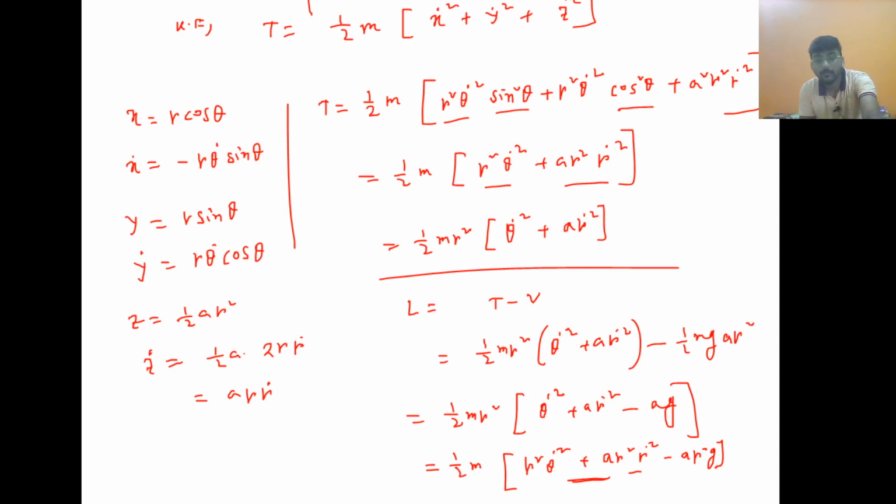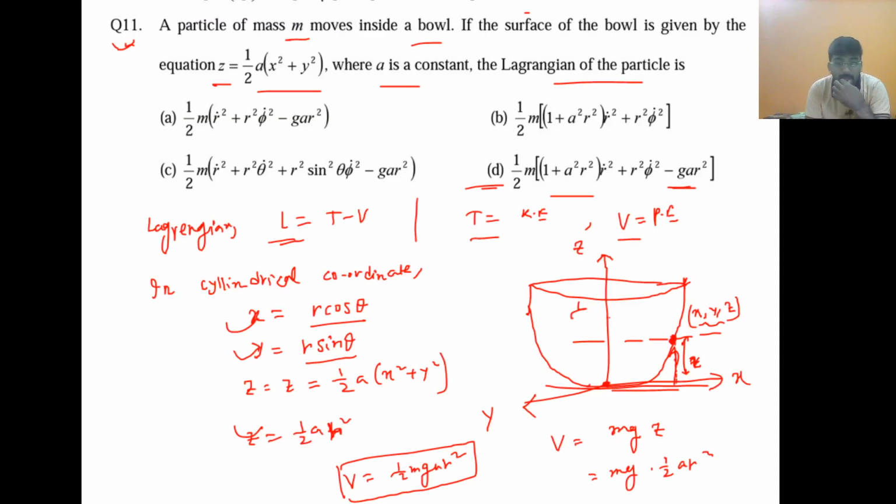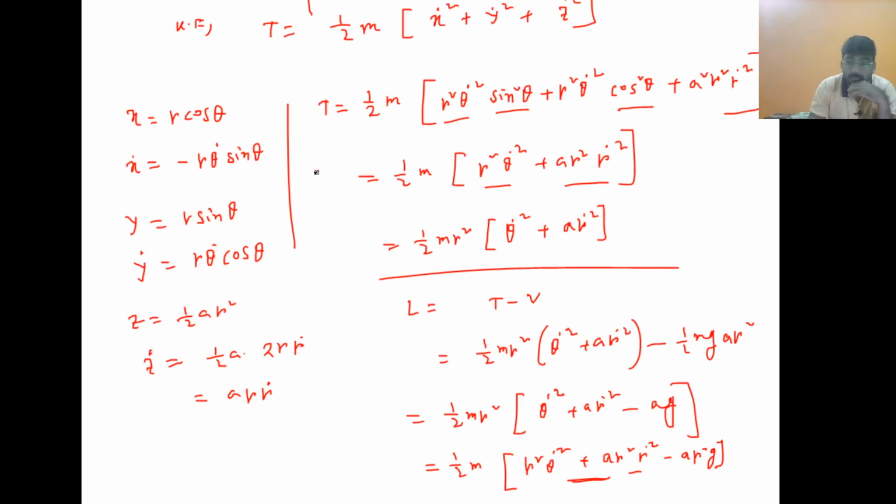Okay, sorry, here the potential energy is correct, V is equal to half m g a r square, but the calculation of kinetic energy is wrong, because for kinetic energy you have to find out x dot and y dot, so this will be wrong. Okay, so let me find out again. We have x is equal to r cos theta and y is equal to r sin theta. So what will be x dot?